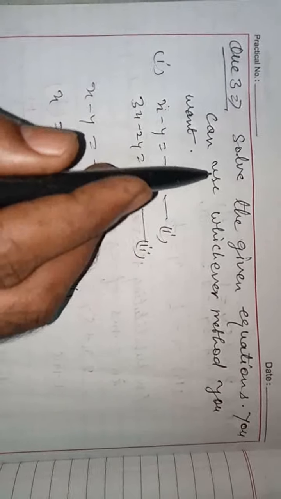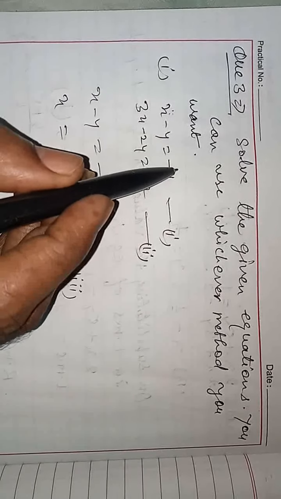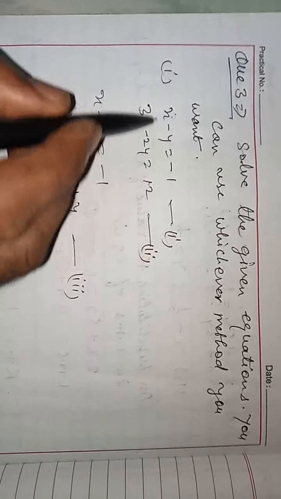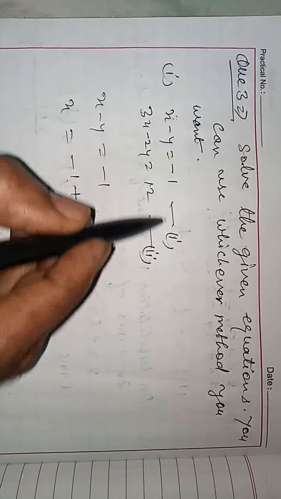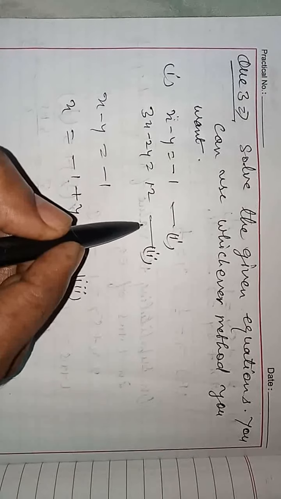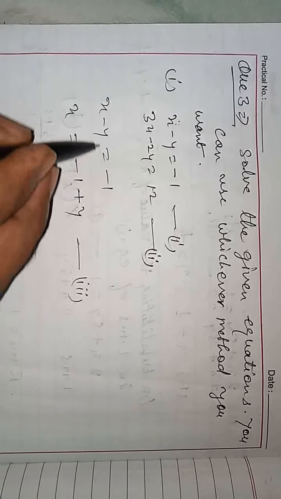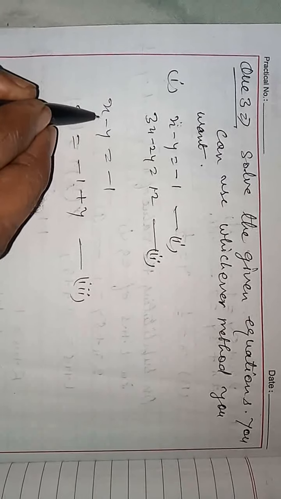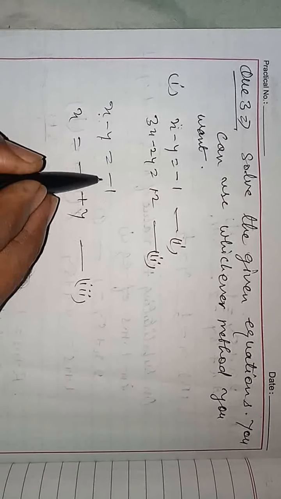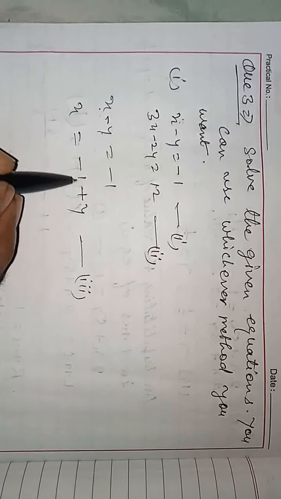Third question is solve the given equations. You can use whichever method you want. You are free to choose any method to solve it. First equation is x minus y equal to minus 1 and second equation is 3x minus 2y equal to 12. So I am using substitution method. First equation is x minus y equal to minus 1, then x equal to minus 1 plus y. Transposing minus y to RHS, we get minus 1 plus y.